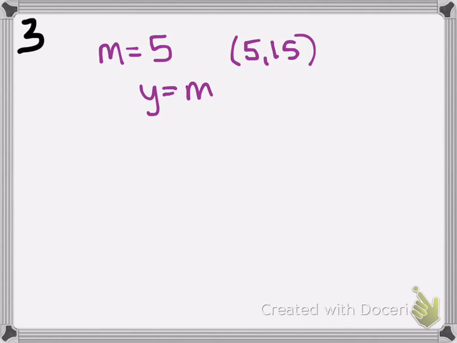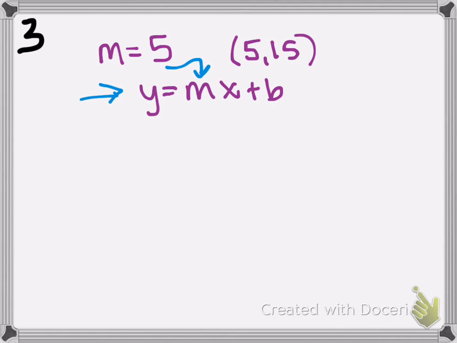Number 3. The slope of a line is 5, so m equals 5. And the line goes through the point (5, 15). Give the equation of the line in slope-intercept form. So that's what the information is given to us, and you kind of have to know that this is what they're looking for.